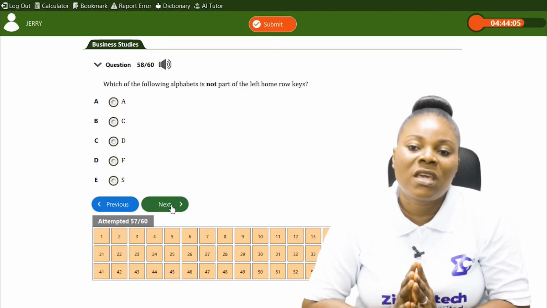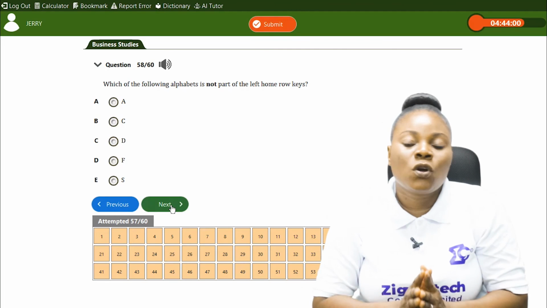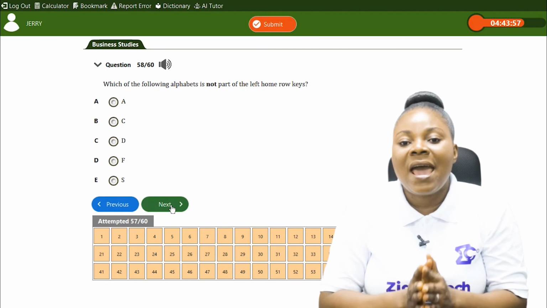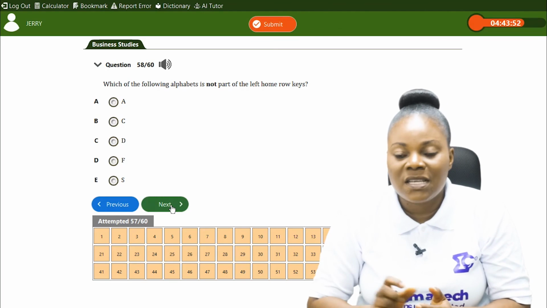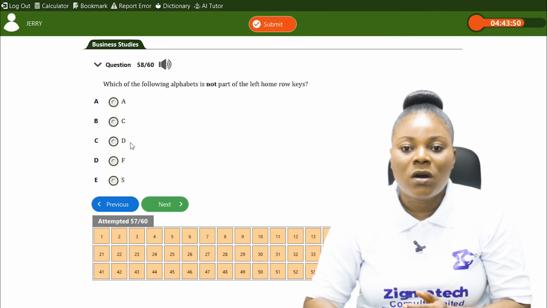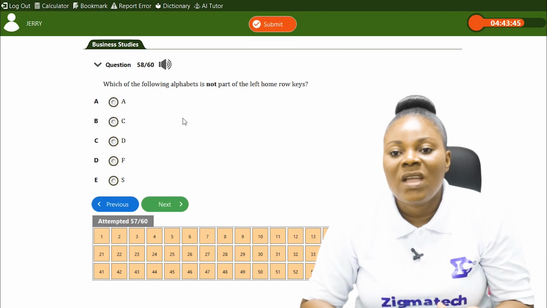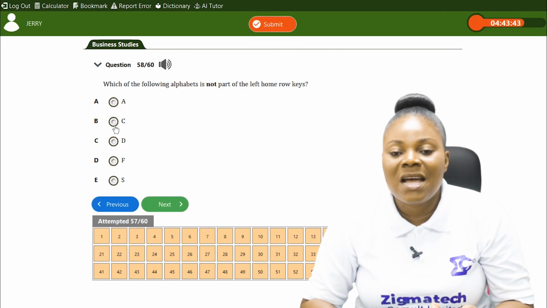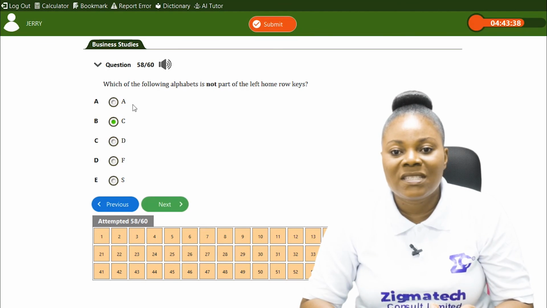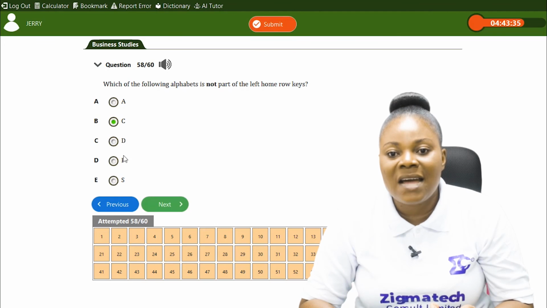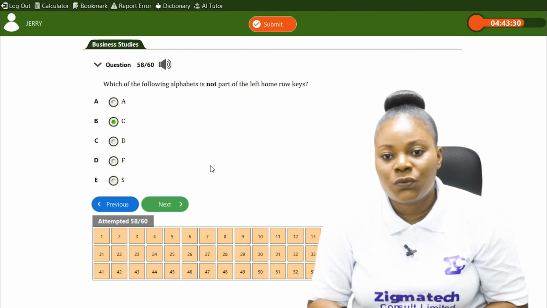The left home row keys are A, S, D, F. So which of these now is not part of it? Is it A or C or D or F or S? With what I've explained, the correct answer is option B, that is C. The left home row keys are A, S, D, and F. So option letter C is the odd one out.